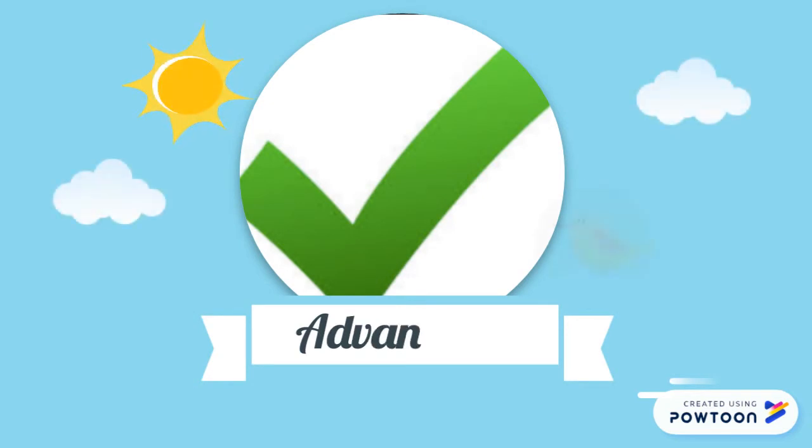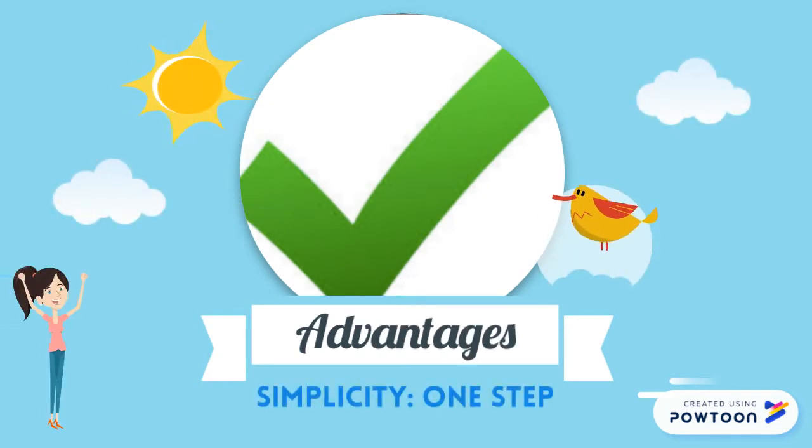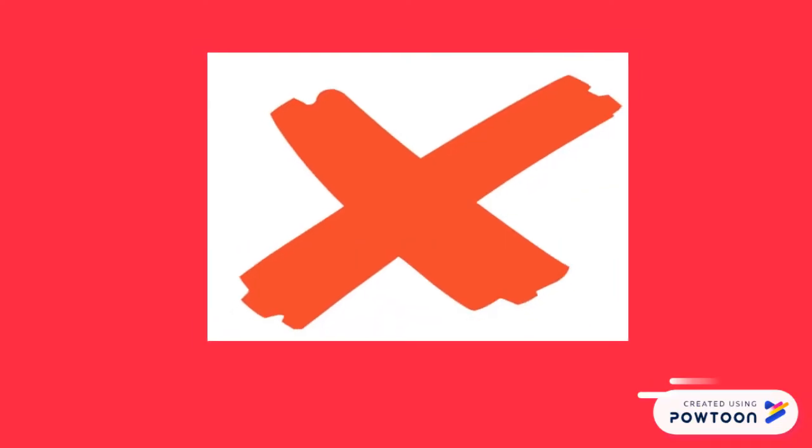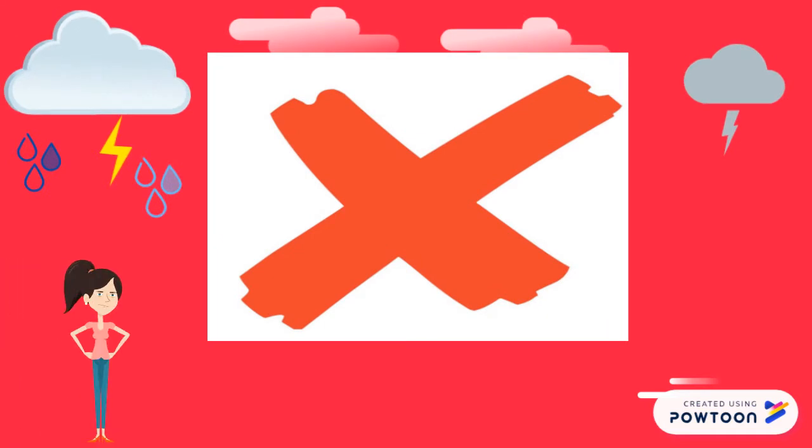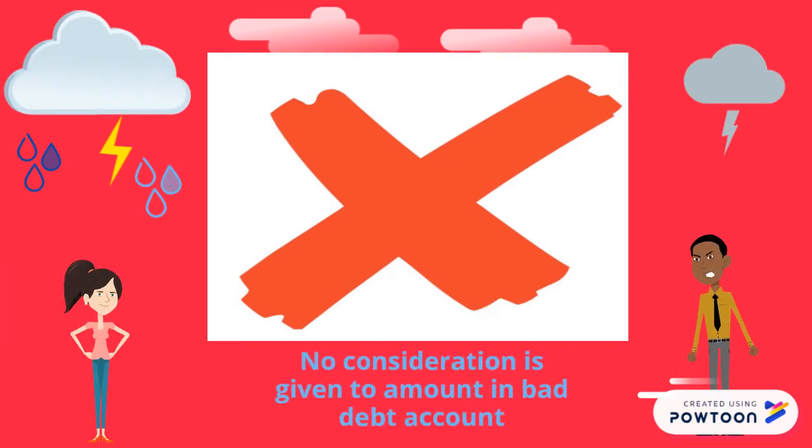The advantage of this is its simplicity, as it only requires one step. The disadvantage is that there is no consideration given to the resulting balance in the allowance for doubtful debts account for the prior period.